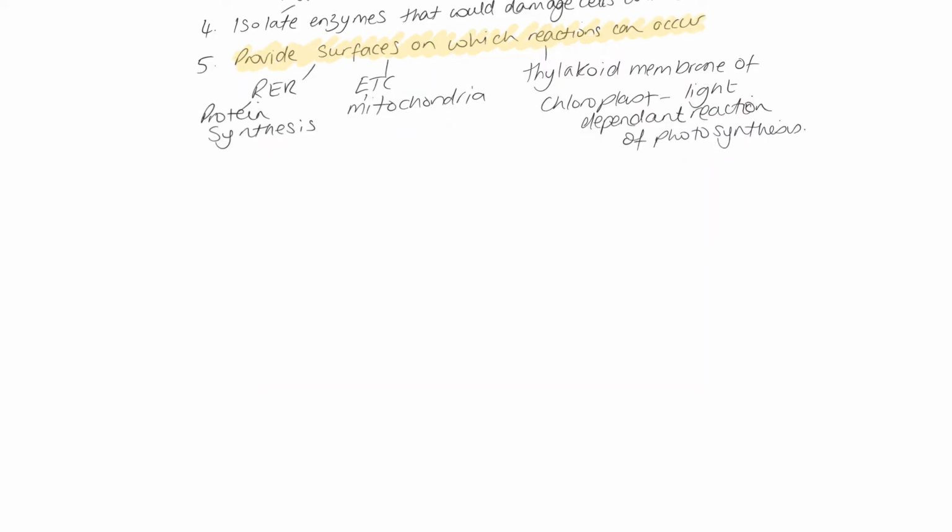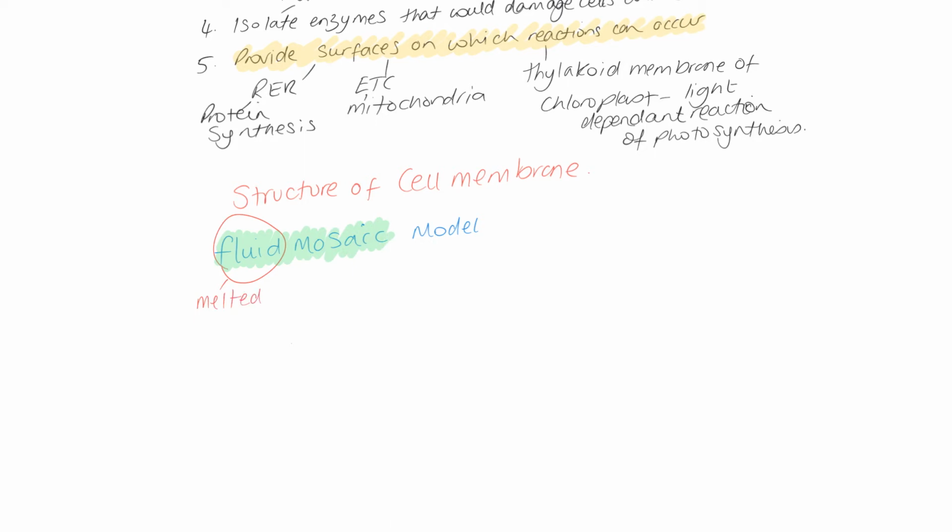Let's move on to talk about the structure of the cell membrane. The current model of the cell membrane is known as the fluid mosaic model, and this teaches us two things about the membrane. One, fluid. It teaches us that it is melted at body temperature. And two, it is a mosaic. That means that there are molecules embedded throughout the membrane.